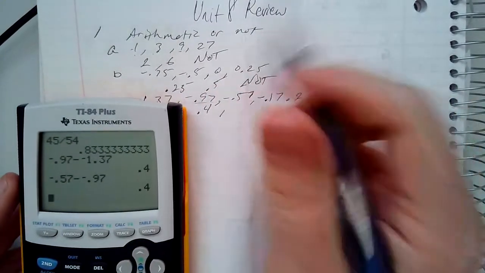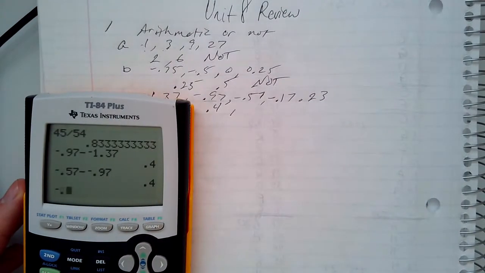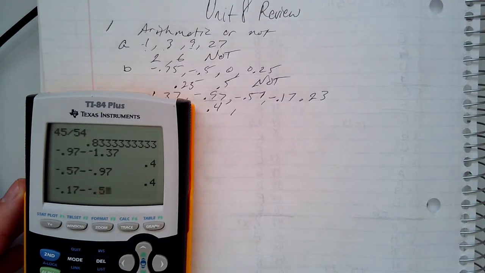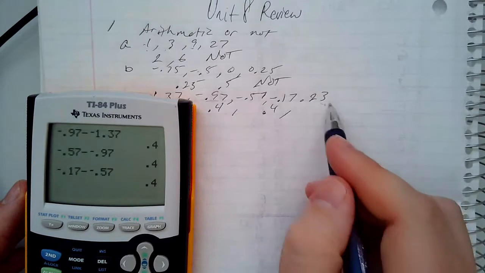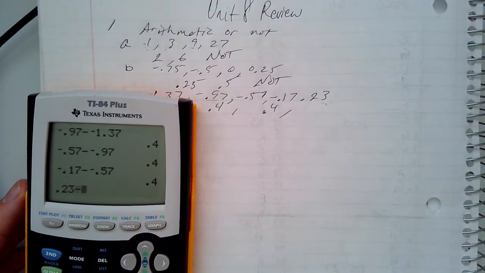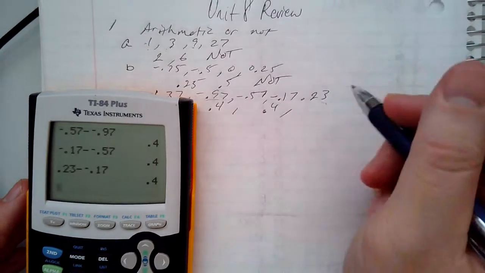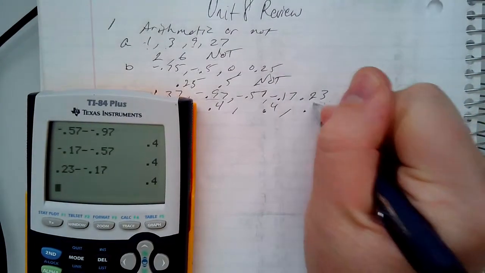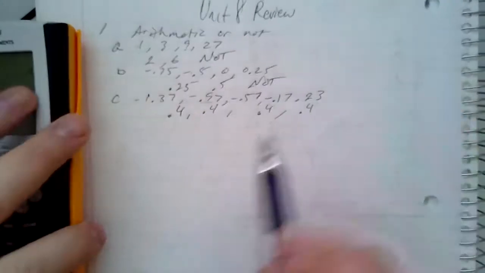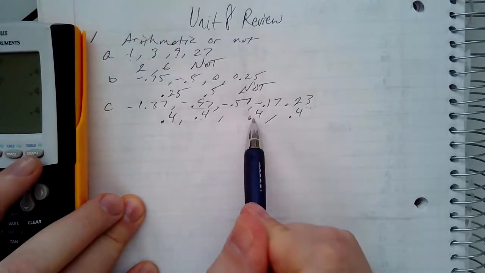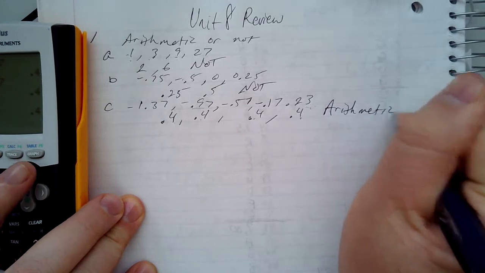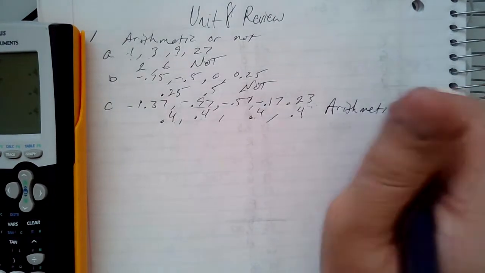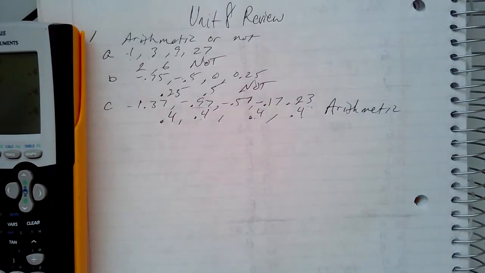We got to keep going through all of them, though. Negative 0.17 minus negative 0.57. Get positive 0.4 again. And I think here's where it takes a turn. 0.23 minus negative 0.17. Oh, no, positive 0.4 again. So here we are, we have 0.4, 0.4, 0.4, 0.4. That must mean it is arithmetic. Okay. All right, on to number 2.